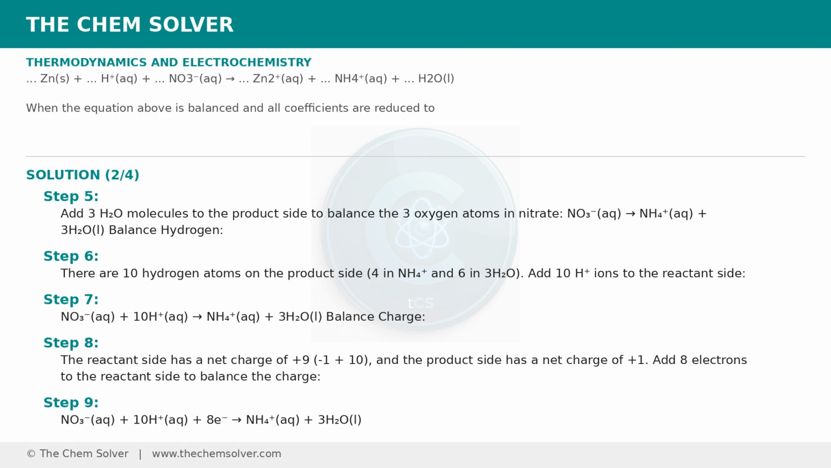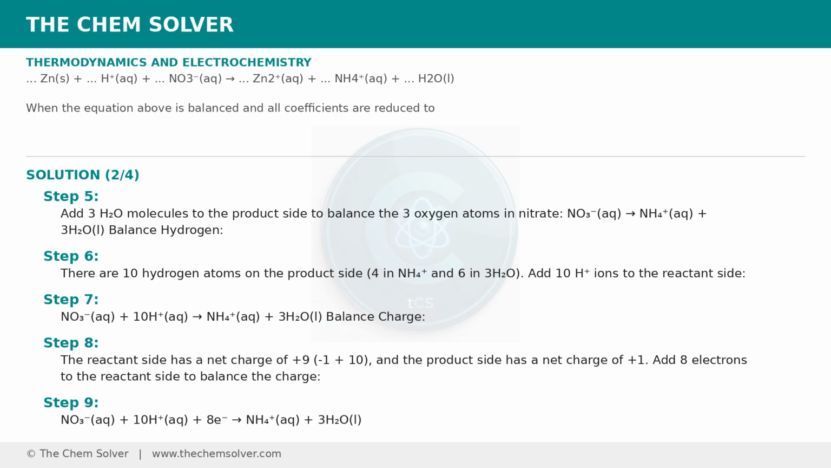There are 10 hydrogen atoms on the product side, 4 in NH₄⁺ and 6 in 3 H₂O. Add 10 H⁺ ions to the reactant side. NO₃⁻ + 10 H⁺ gives NH₄⁺ + 3 H₂O. Balance charge. The reactant side has a net charge of +9, -1 plus 10, and the product side has a net charge of +1.